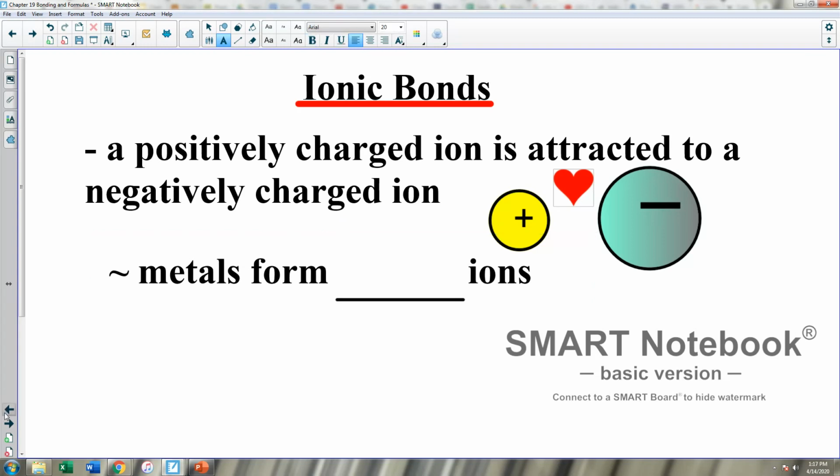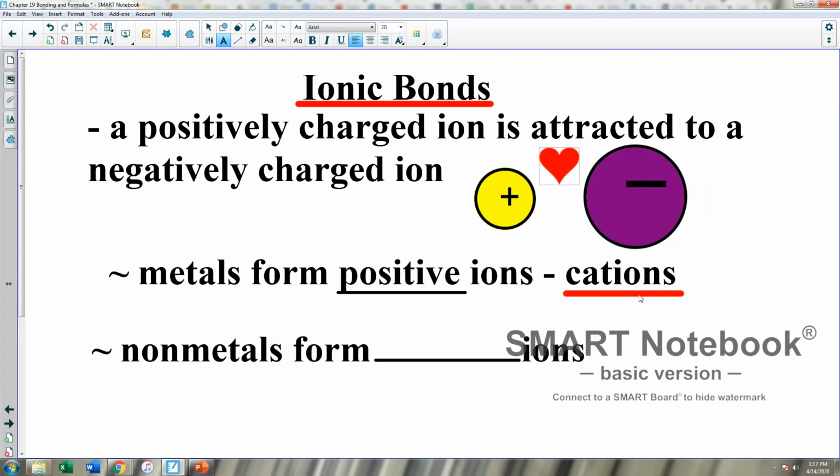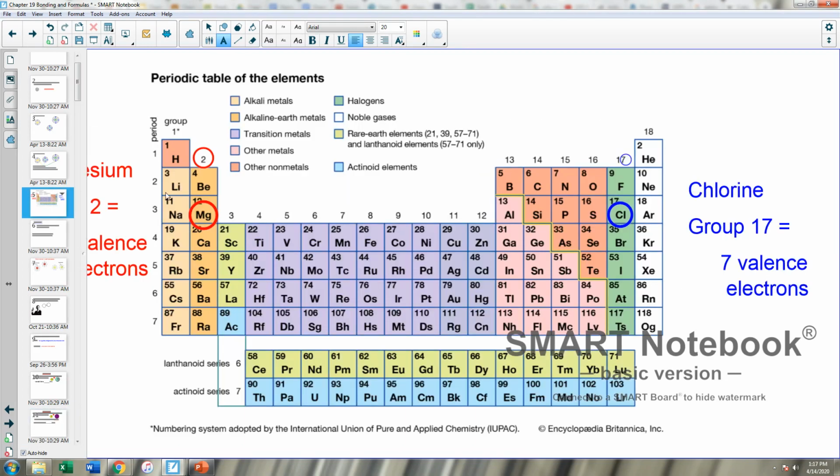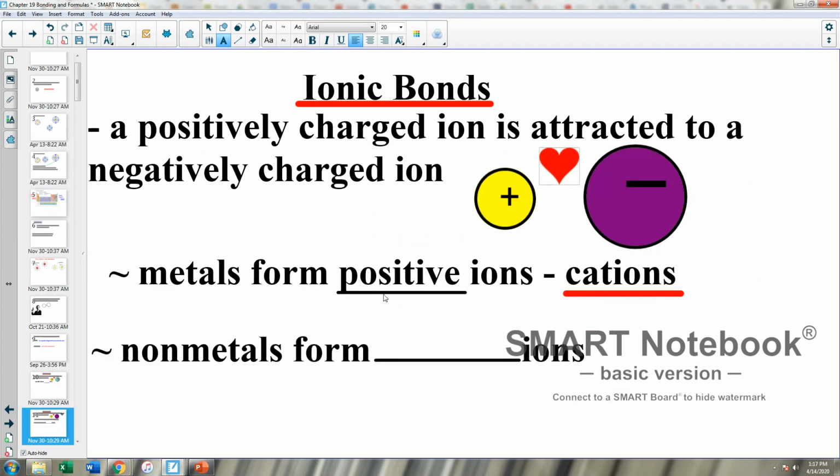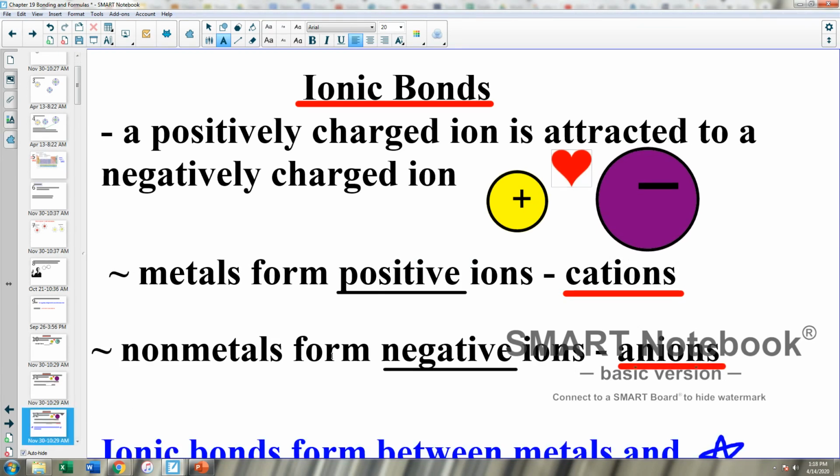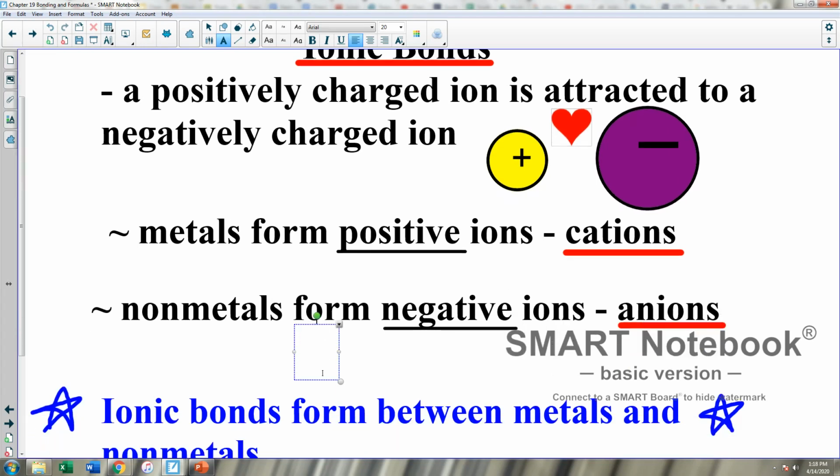So the metals form the positive ions, and those are the cations. Metals are always wanting to lose electrons. Those are the things on the left side of the staircase. So elements over here, on the left of the staircase, want to lose electrons, so they're always forming positive ions. Elements on the right side are nonmetals, and they want to gain electrons. If they gain electrons, they form negative ions, which we call anions.